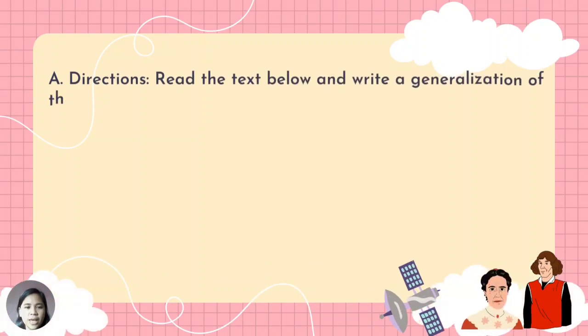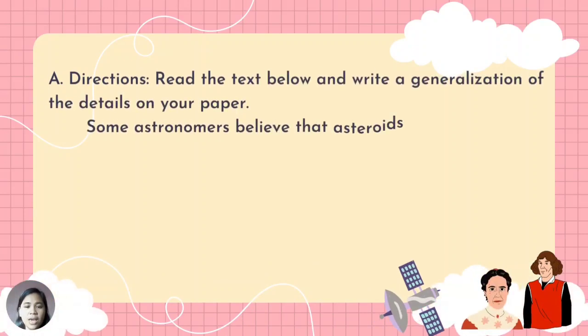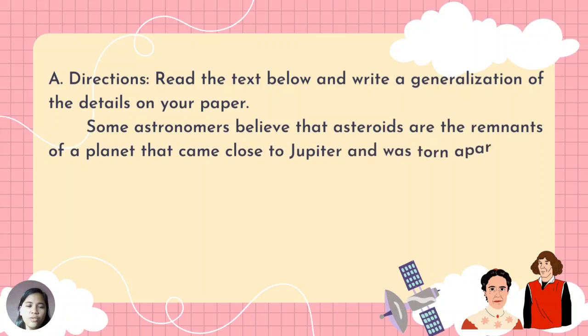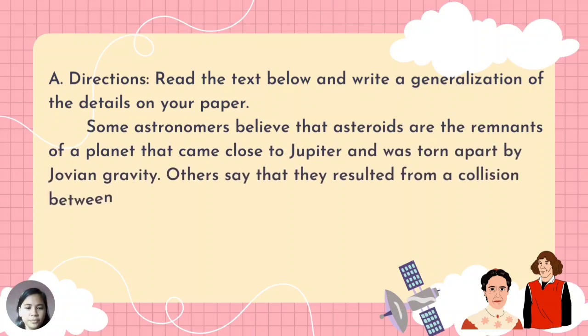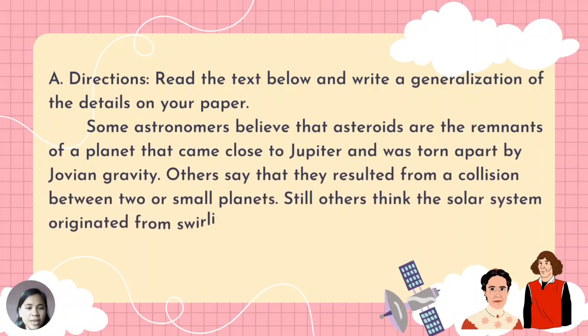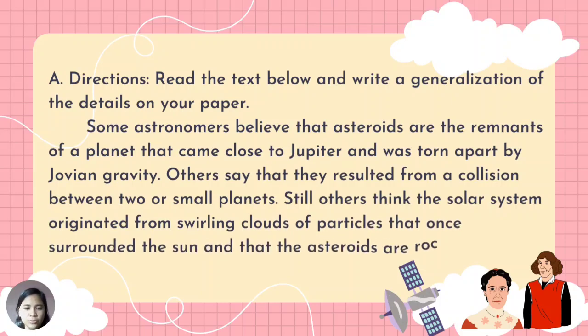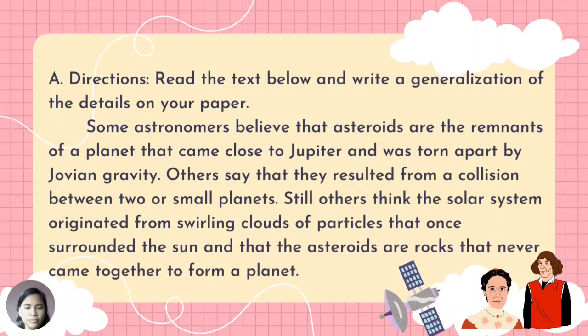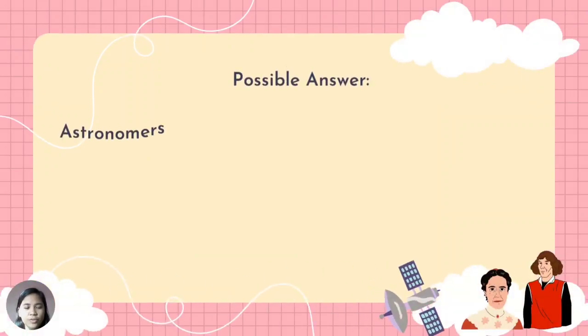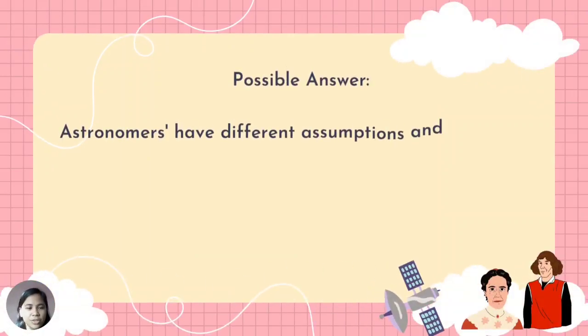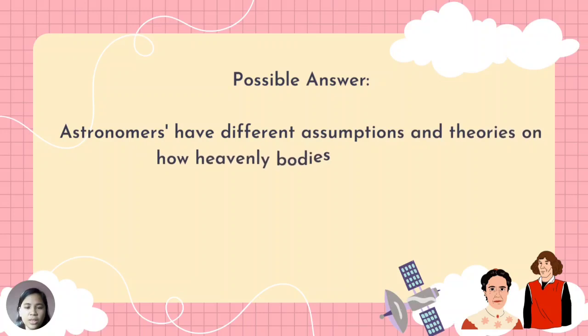For this learning task, you have to read the text and write a generalization of the details on your paper. Read the selection. And this is the possible generalization of that text or passage. Astronomers have different assumptions and theories on how heavenly bodies were formed.